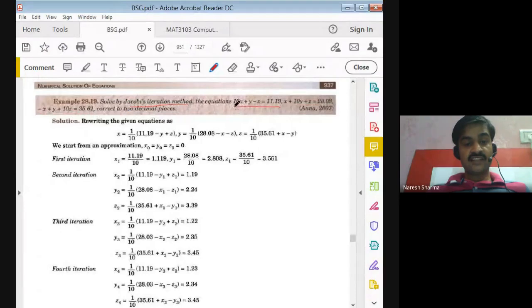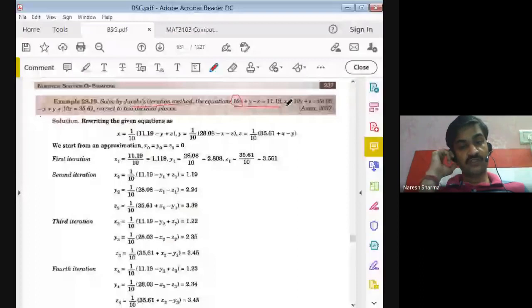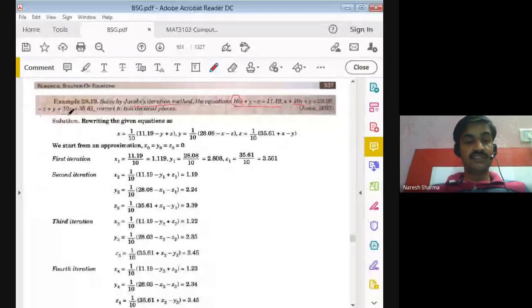If you see these equations, the coefficient of x here is 10, which compared to all the other coefficients of x is maximum, right? So we can keep this as equation number 1, and the coefficient of y is maximum here, so we keep this as equation number 2, and the coefficient 10z is maximum, so we keep this as the third equation. If they are in a different order, we can arrange them in this order only, so that the coefficient of x is maximum in the first, similarly y in the second and z in the third.